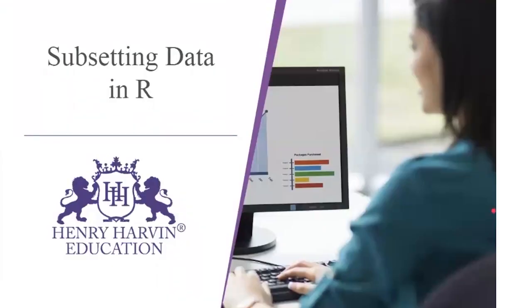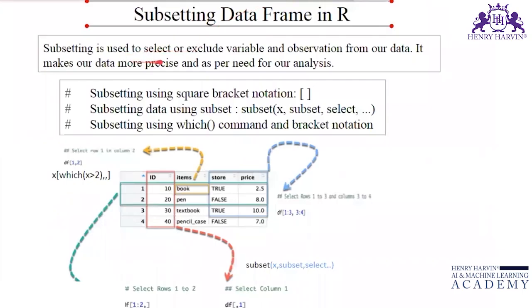updated. Subsetting data in R. Subsetting is used to select or exclude variables and observations from our data. It makes the data more precise and as per the need for our analysis. We use three methods to subset the data in R. So first is square bracket notations, second is subset function, and third is which function along with the bracket notations.